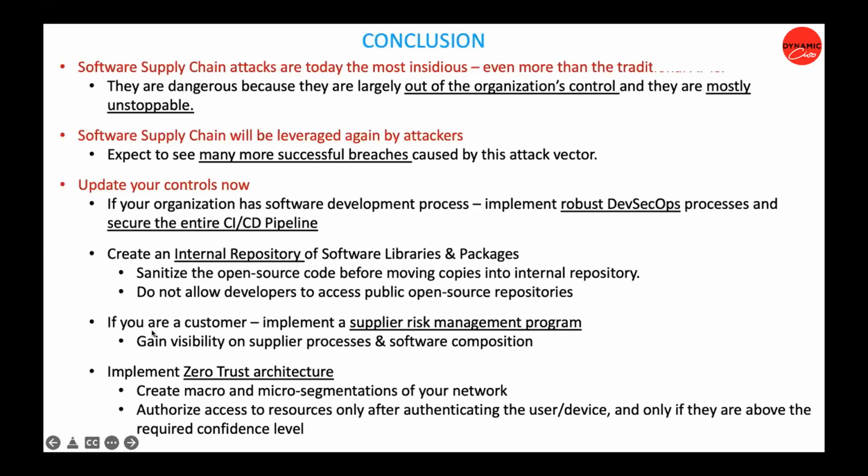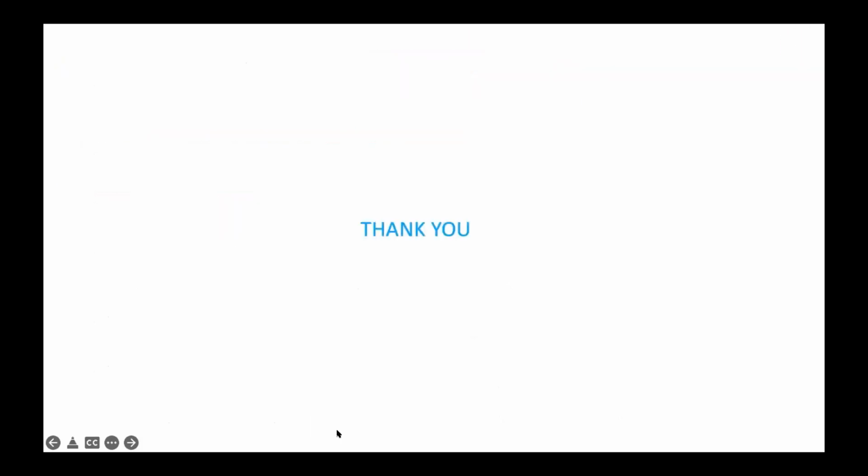And if you are a customer, implement a supplier risk management program so that you gain visibility into the supplier's processes and composition. And both supplier and customer must implement zero trust architecture, where you create macro and micro segmentations and authorize access to resources only after authenticating the user and device, and only if they're above the required confidence level.